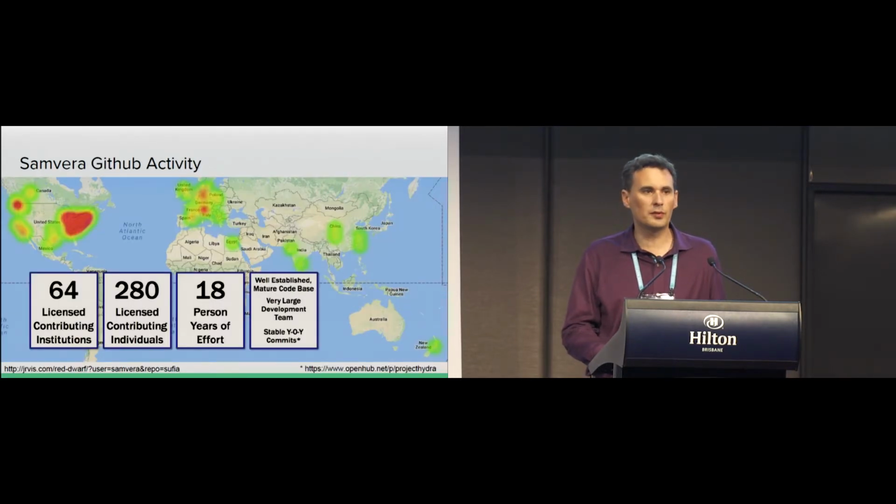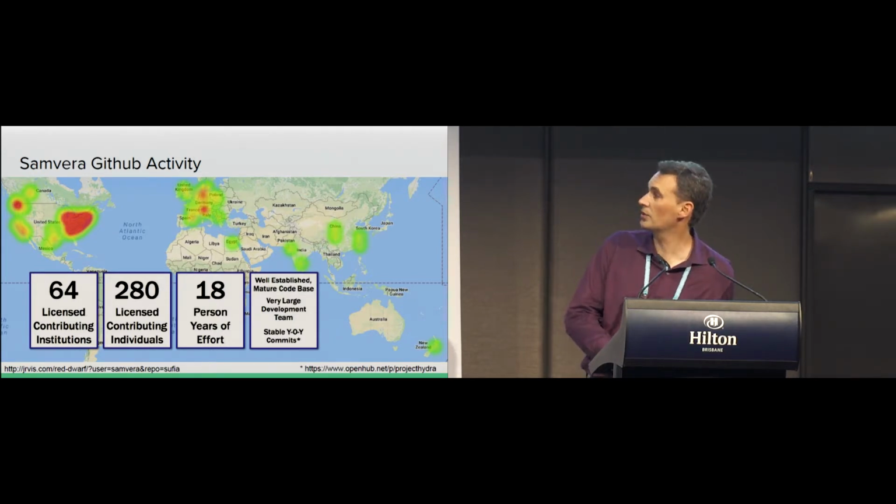And in terms of GitHub activity, right now there are 64 licensed contributing institutions. We make each institution that's contributing code sign a contributor licensing agreement for Apache 2 or Apache 2 style. There are 280 individually licensed individuals. According to OpenHub, there's about 18 person years of effort, and it's ranked as a very large, mature code base with stable year-over-year commits. So it's, I think, doing well.